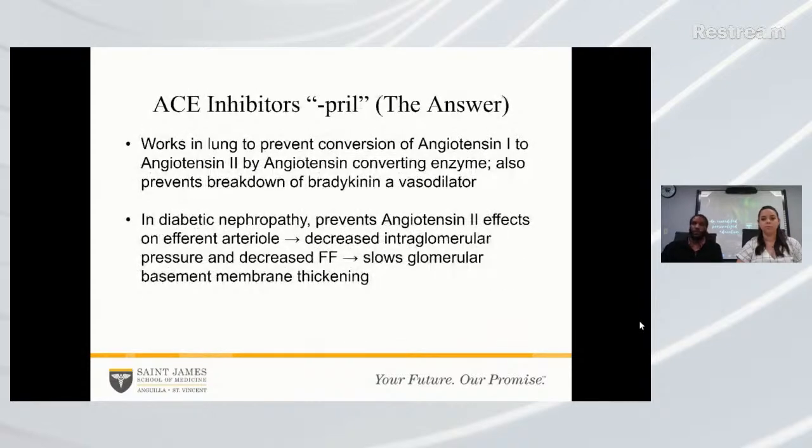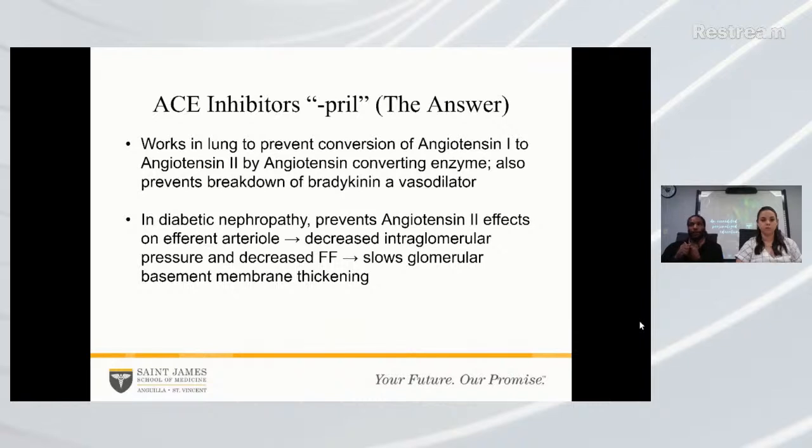So now we'll focus more on the ACE inhibitors. Classically, they end in pril, so captopril, lisinopril, things like that. So in the lung, like I said, you have the ACE enzyme, the angiotensin-converting enzyme, which will cause angiotensin 1 to become angiotensin 2, but it also prevents the breakdown of bradykinin, which is a vasodilator. So that bradykinin, the excess of bradykinin, is what actually leads to the cough and the angioedema.